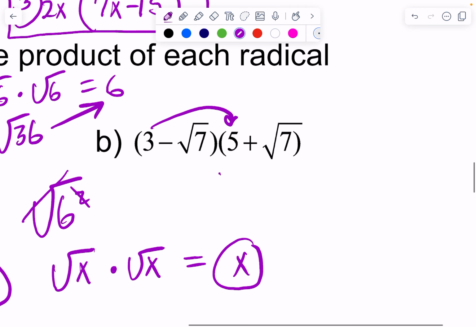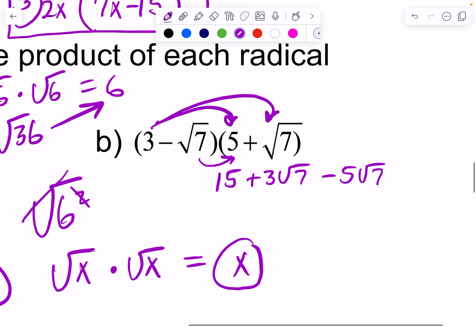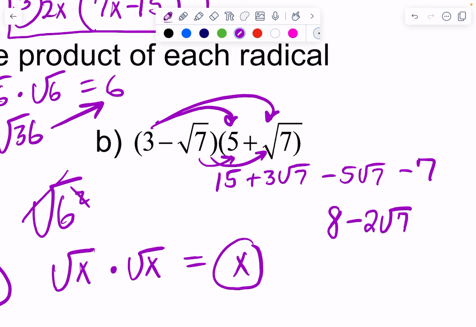Okay, next. 3 times 5 is 15. 3 times square root of 7 is 3 square roots of 7. Negative square root of 7 times 5 is negative 5 square roots of 7. And negative square root of 7 times negative square root of 7 is negative square root of 49, which equals negative 7. Combining like terms, I've got 15 minus 7 is 8. And I've got 3 square roots of 7 minus 5 square roots of 7 gives me negative 2 square roots of 7.